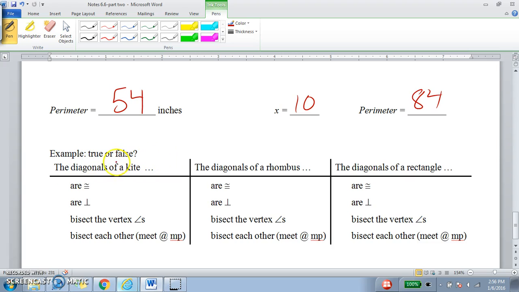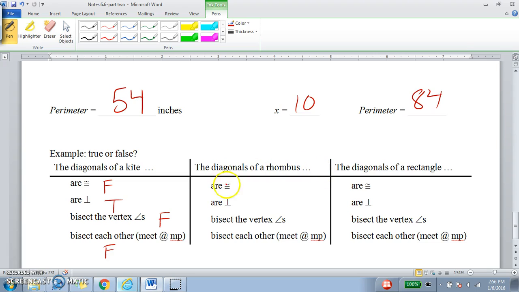decide whether the following are true or false. The diagonals of a kite are congruent. That is false. We talked about that earlier. Diagonals are perpendicular. That is true. The diagonals bisect the vertex angles. That is not true for a kite, unlike other quadrilaterals that we've talked about in this chapter. Diagonals bisect each other. This is only true for one diagonal, like we talked about on the previous page, so this happens to be false.